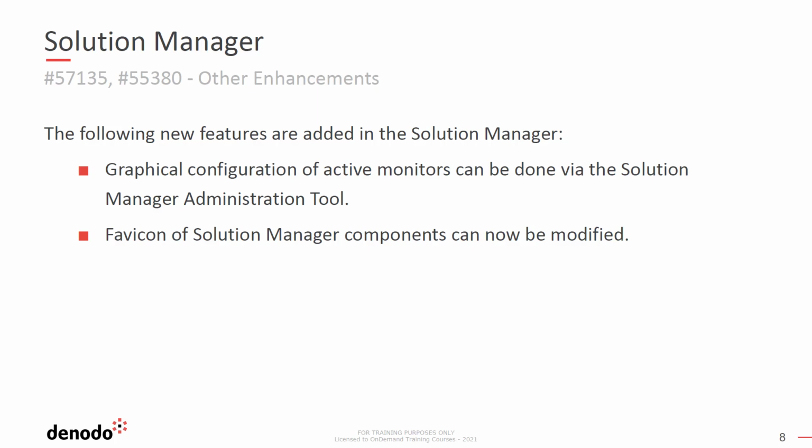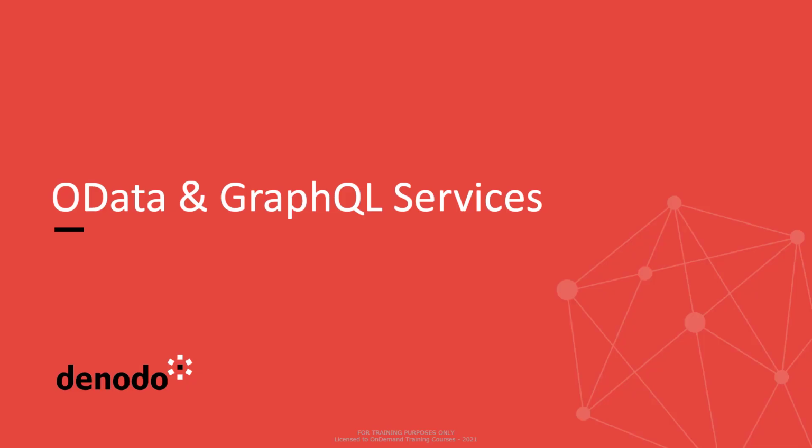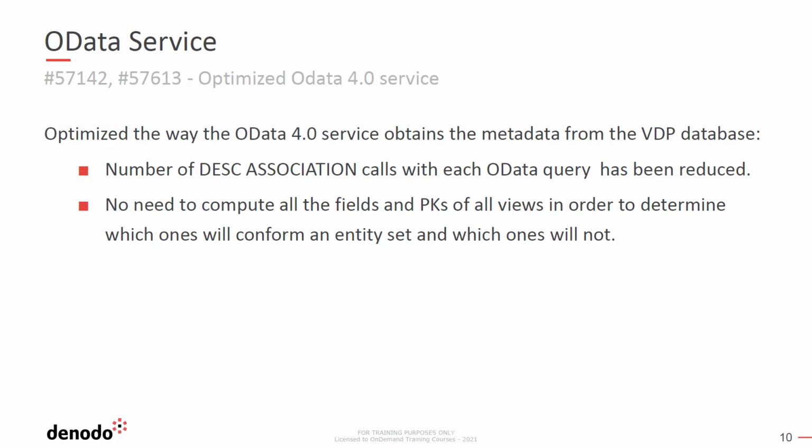Now, let us look at the new features added to the OData and GraphQL service. As OData is a heavily metadata-based standard, there will always need to be a sequence of metadata queries executed before the actual data query. In the new update, an enhancement to reduce the number of describe association calls made by the OData 4.0 service is implemented. This is done by retrieving only the associations that were used by the view in the OData call instead of all the associations in the database.